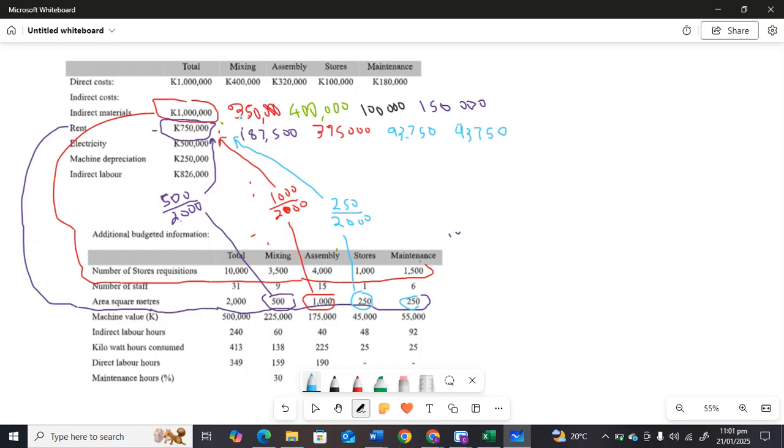We apportion electricity. The next one to apportion is electricity. So electricity, what are we going to use as our basis of apportionment? Yes, kilowatt hours consumed.